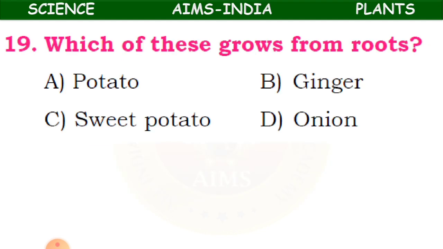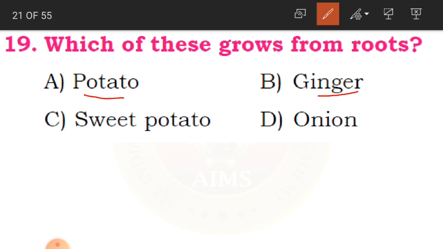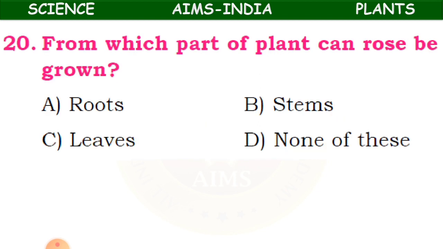Now we'll go to the 19th question. Which of these grows from roots? Here you have some vegetables like potato, ginger, sweet potato and onion. We have to name the vegetable which grows from roots. Potato, no, it grows from the buds. Ginger from the stem. Even onion also from the stem. Now sweet potato is left, so this is the right option. Sweet potato grows from roots. Clear, children?